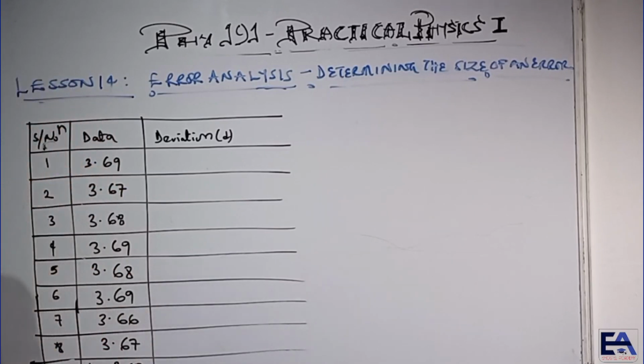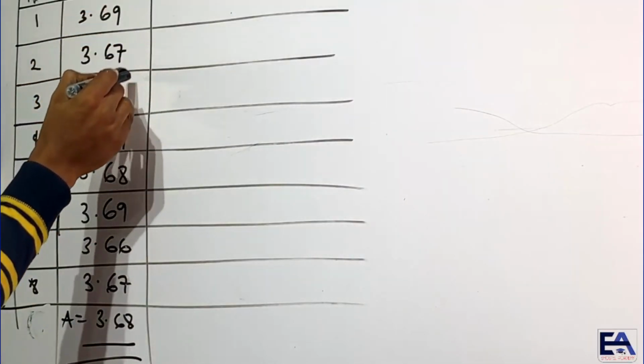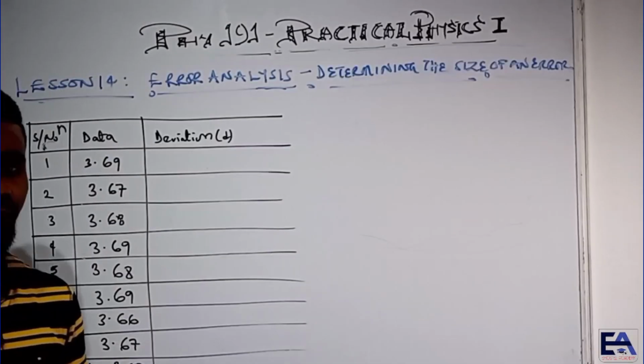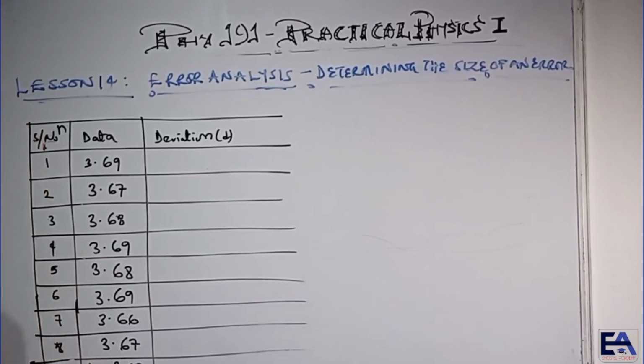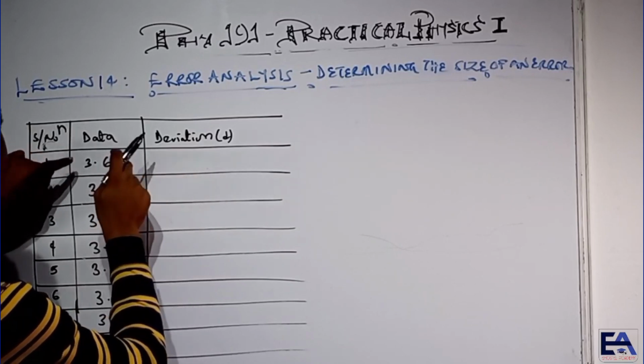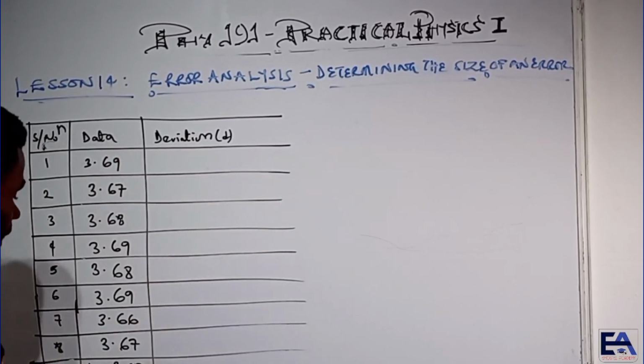We have been able to find the average value, right? But we want to know the deviation. Deviation means that we want to see the distance between each of the measurements, the difference between each of the measurements from the average value. We know that the average measurement is 3.68, so we want to see how each of these values deviates from that 3.68. To find the deviation, we'll subtract the average measurement from each value.